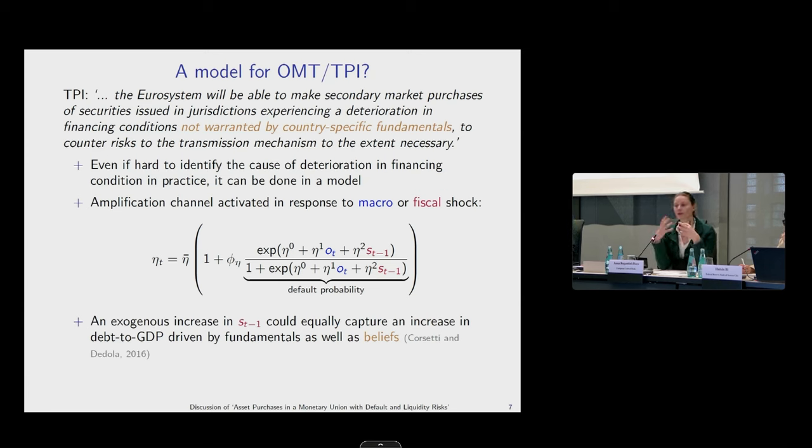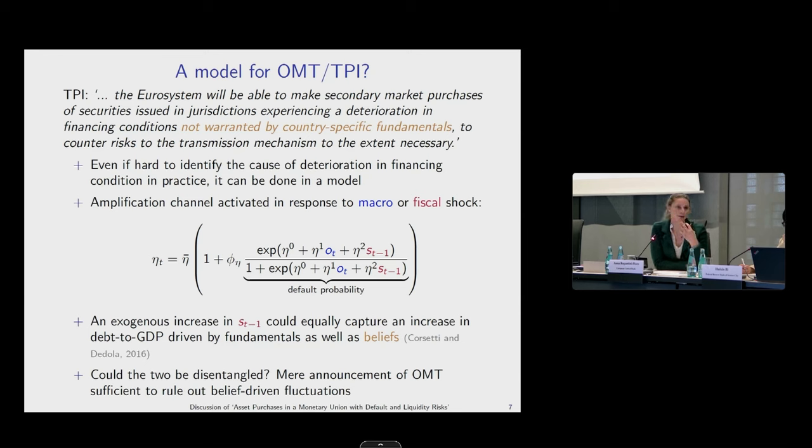Worsening, but it could also be driven by beliefs that just move. And here I'm thinking about, I don't know, the Calvo model, or more specifically its application to the euro area, Corsetti and the dollar 2016. So I was wondering whether, if we want to think of your model as a model for TPI, where the central bank can intervene only if this increase in the excess return is not warranted by country-specific fundamentals, but it might be belief-driven, well, can the two drivers of this increase in debt to GDP really be disentangled?